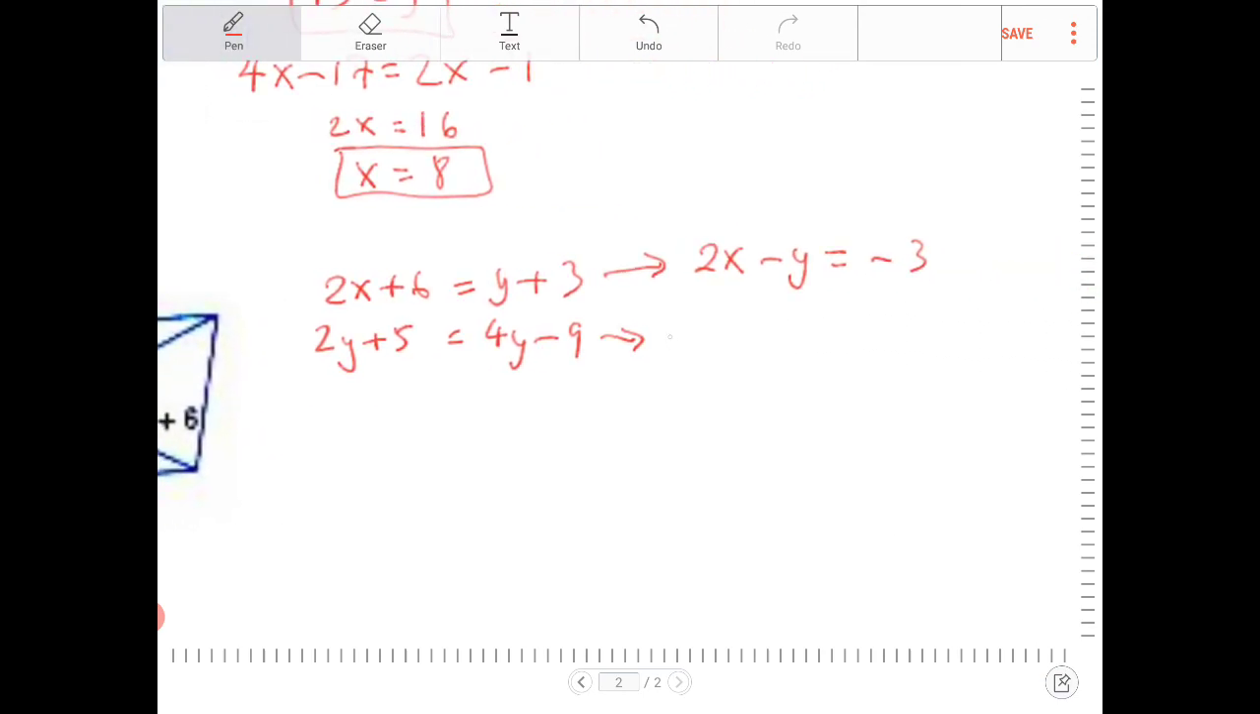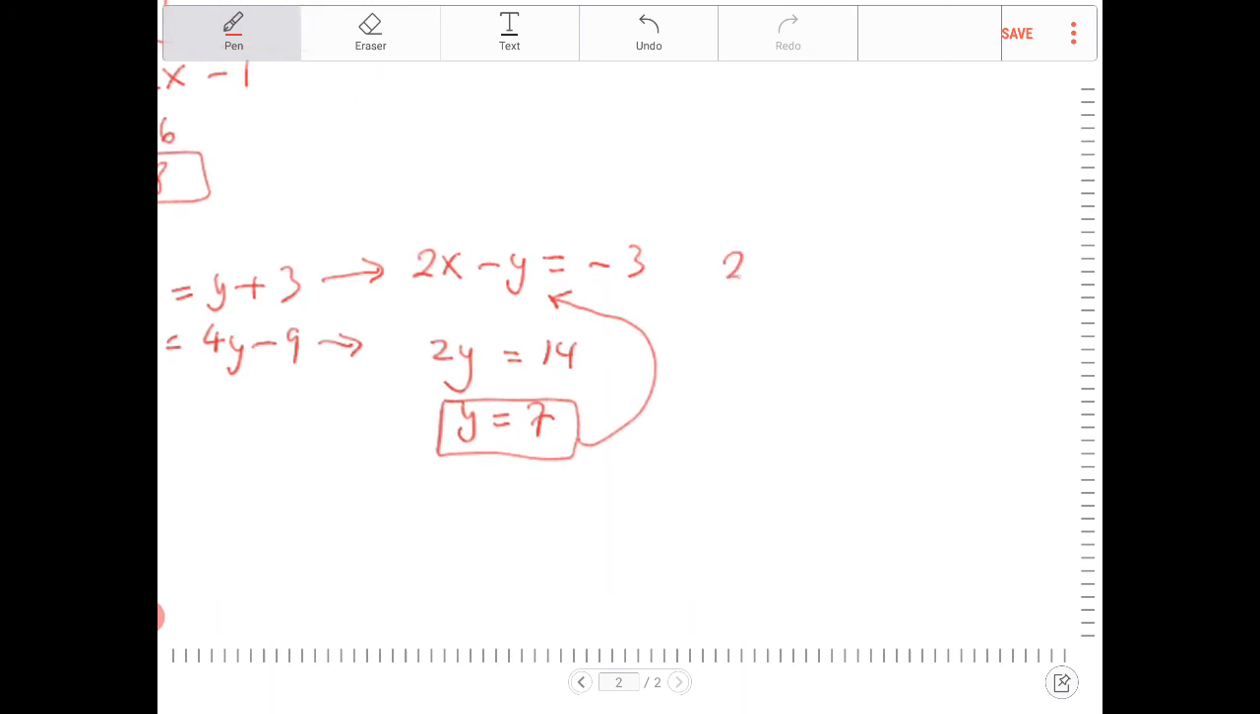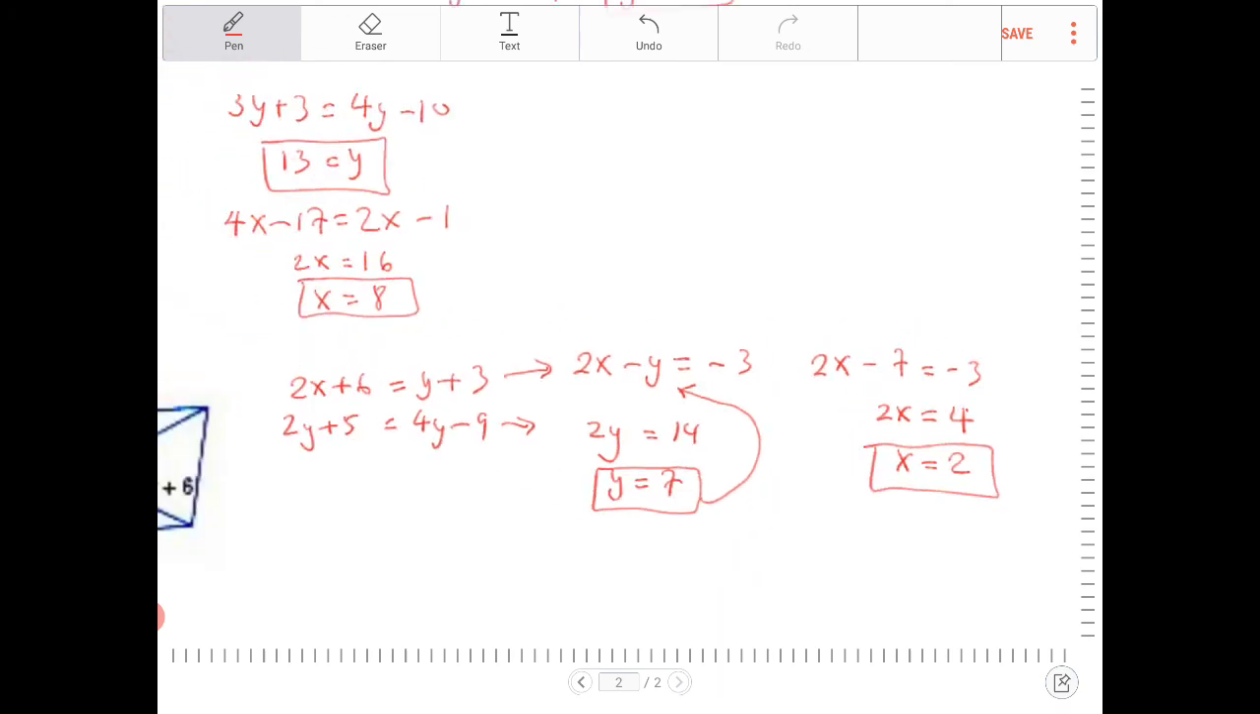And I can just solve for y in the second equation here. If I subtract 2y, I end up with 2y, and if I add 9, I end up with 14. Therefore, y is equal to 7. And since y is equal to 7, I can then take that and substitute it back up here. I end up with 2x minus 7 is equal to negative 3. Add 7 to both sides. 2x is equal to 4. And divide by 2, x is equal to 2. That's all it is.